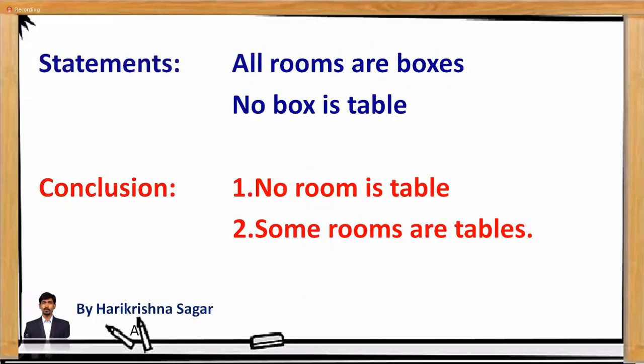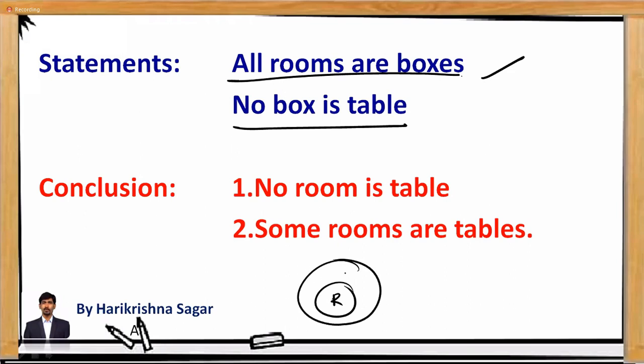Okay, so that's how you can see the question which is available. Let's take one more question just for understanding purpose. All rooms are boxes, no box is a table. So let me take it in the form of a diagram. All rooms are boxes. So I'm just taking rooms like this. All these rooms are going to be boxes. And no box is a table. So box and table should not overlap. These are two disjoint sets. So there is no overlapping between them.